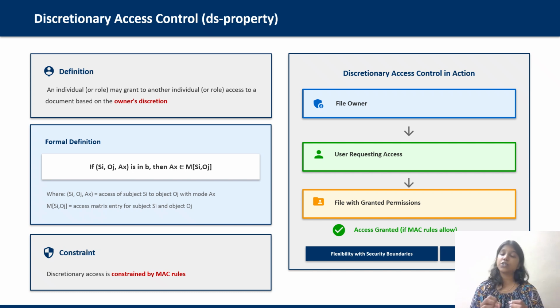So here the discretionary access control is shown on the right side of the PPT, where the file owner is requesting user access, and the file is granted permission. Access is granted if the MAC rules allow it. This enables flexibility within security boundaries.